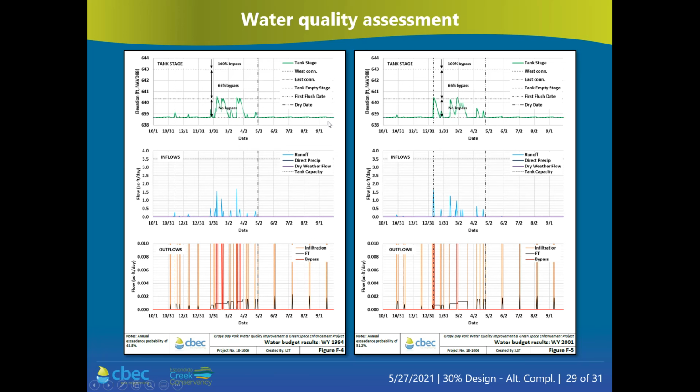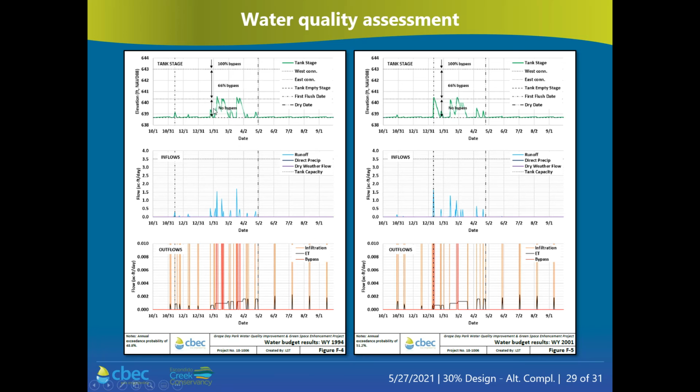On the top pane, we can see the elevation or the stage of the water within the tank in this green line over time. So we're going from October 1st through September 30th, and this is for water year 1994. So we see tank stage over time, and it's bumping up and getting to these different levels here. We have dotted gray lines that are showing the elevations of the east and west pipes that are coming into the tank.